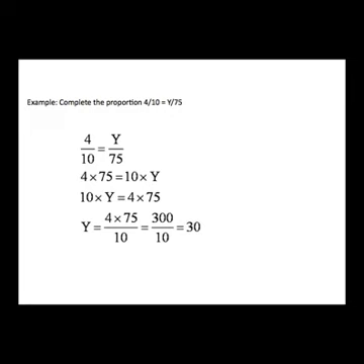So we have a 10 times y. I have to divide the left side by 10 and the right side by 10. We finally get y equals 4 times 75 divided by 10. I do the multiplication first, 300, then divide that by 10, and I get 30. So y is 30.